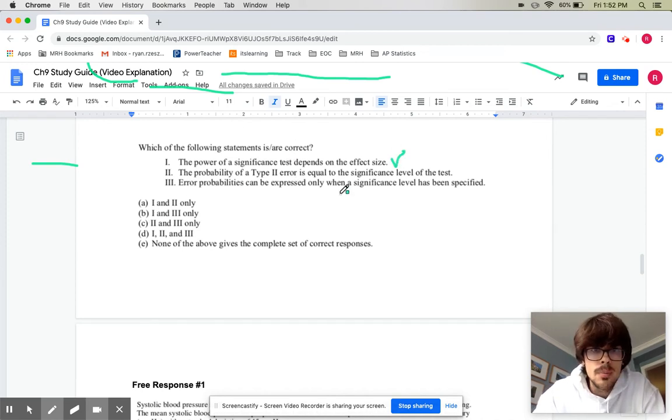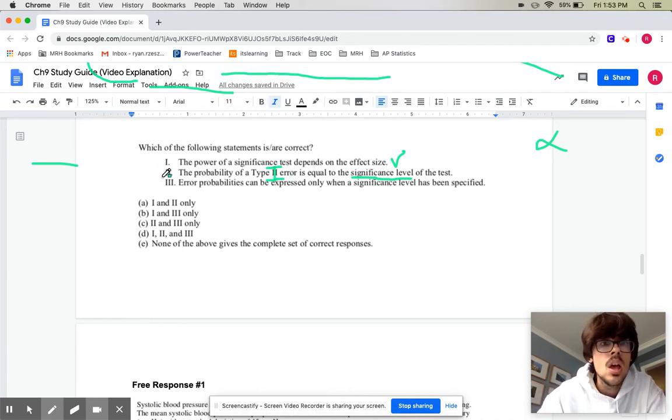Second one says the probability of a type 2 error is equal to the significance level. The significance level is alpha. That is actually the probability of a type 1 error. Probability of type 1 is your significance level. So you can directly control what that's going to be. So they used the wrong type of error right there. That's not a true statement.